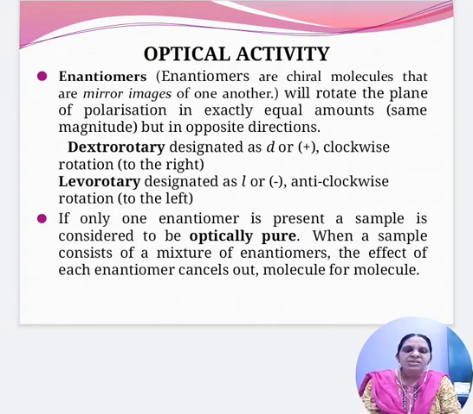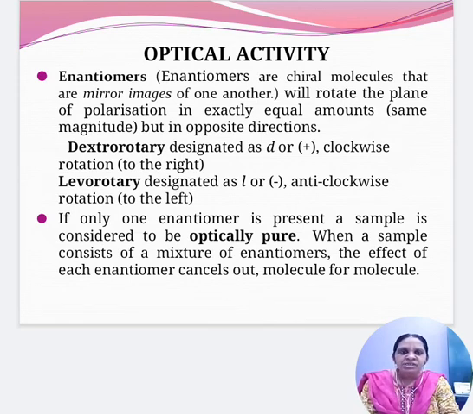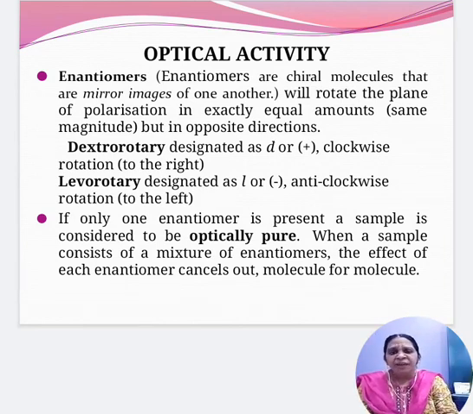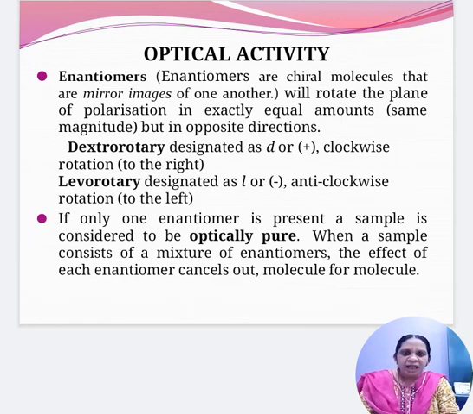Enantiomers are chiral molecules that are mirror images of one another. These enantiomers will rotate the plane of polarization in exactly equal amounts, the same magnitude but in opposite directions. We are going to use these optically active substances. They produce equal angles but in opposite directions.